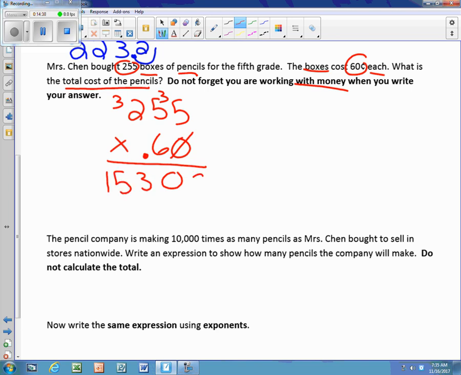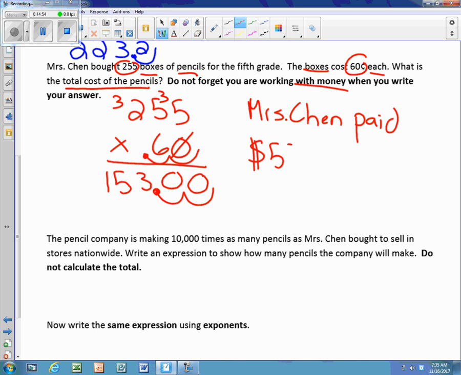And now we're going to put that 0 back in. And we had 2 jumps, so we need to make sure we take our 2 jumps. That decimal spot is very important. So Mrs. Chen paid $153 for the pencils. In case some of you are having a tough time reading that, that is $153.